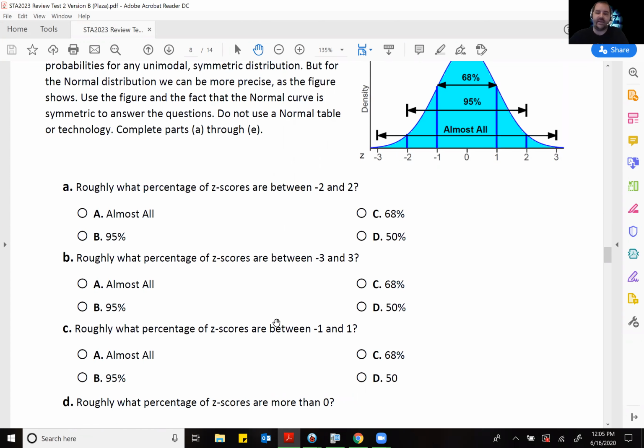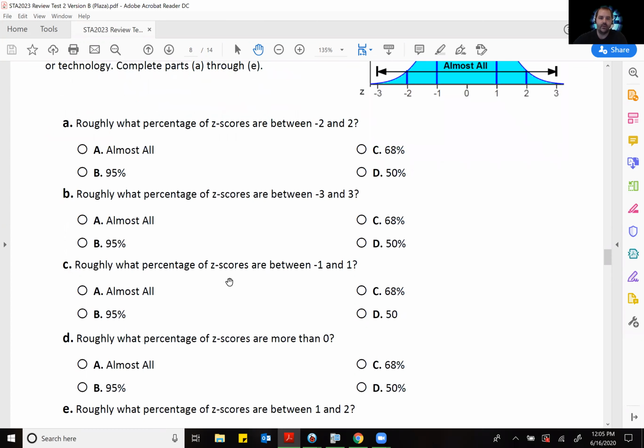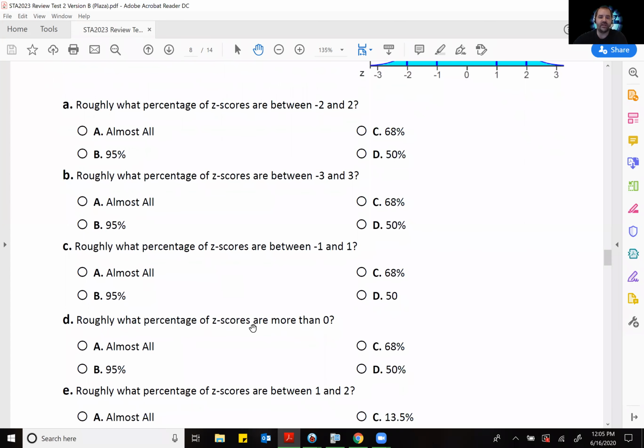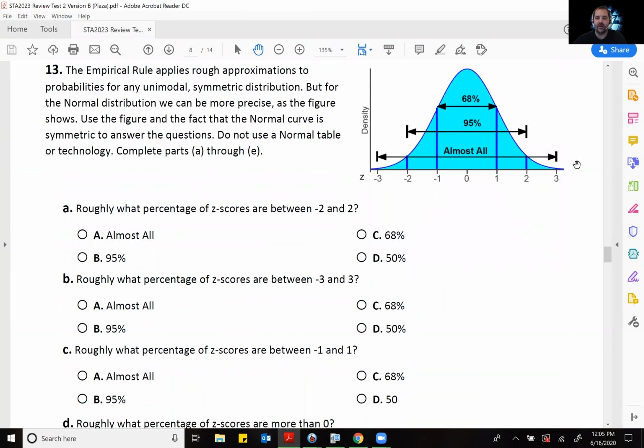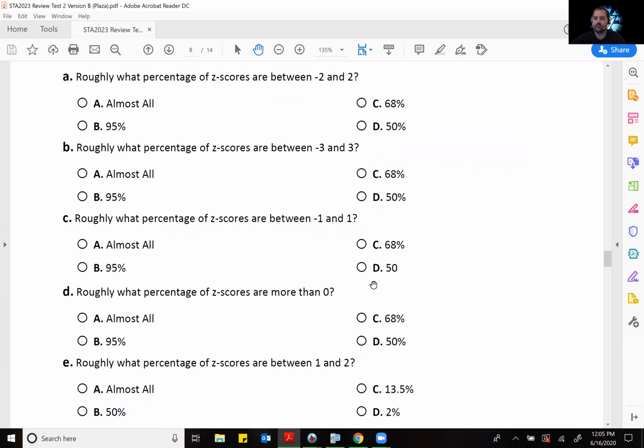What about between 1 standard deviation? 68%. Okay. So this is actually a nice little review of when you did the empirical rule earlier. Roughly, what percentage of z-scores are more than 0? So how much is from 0 and above? 50%, because that's half of our data. So D is 50%.